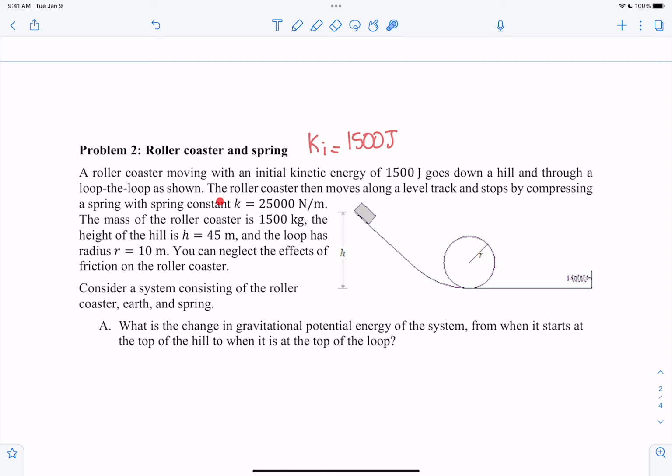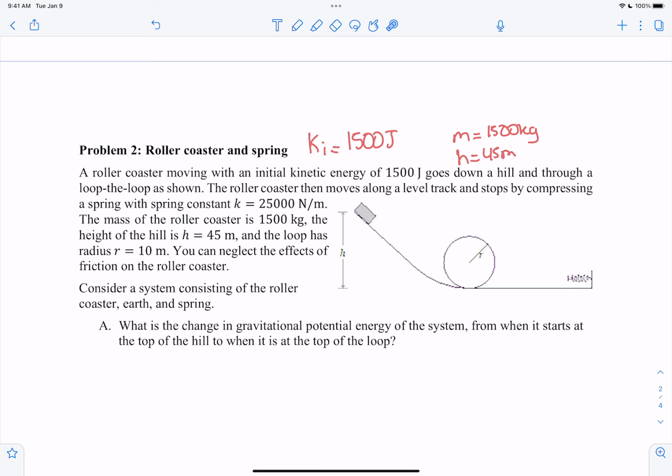This is the kind of idea that I was talking about earlier. They're going to have you start at a specific height, you go down, things are converted into kinetic, and somewhere at the end you have a spring or something. I remember they included all of that in one exam problem, and it was difficult to account for everything. Now the mass of the roller coaster is 1,500 kilograms. Okay, cool. Height is 45 meters, right?